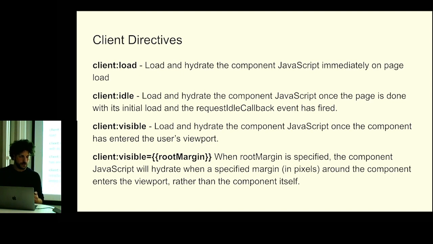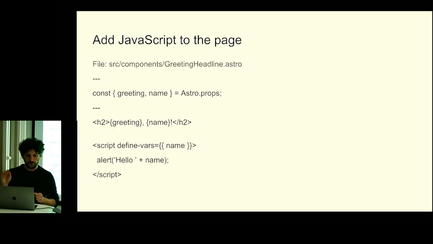Client visible is the most important and the most useful in this case, it is when the client makes the component visible. So if there is, for example, some component with JavaScript in the footer, if the user does not reach the footer, the JavaScript will never load in that case. And the same thing will be for client visible with the root margin. So when a specified pixel distance is set, when the user reaches that pixel in the viewport, then it will load the component. In this case is how we can add a JavaScript script that actually renders on the client side.